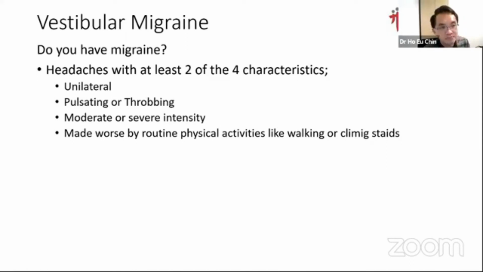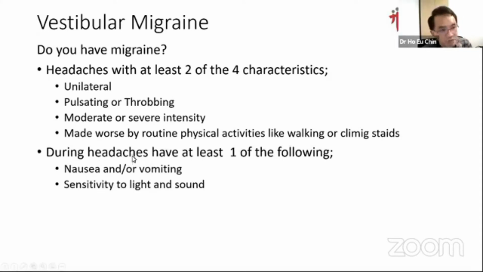So if your headache is bad enough to be at least moderate, that means it impacts your productivity and your function. And number 4 is made worse by routine physical activities like walking, climbing stairs or cleaning the house. That makes the headache worse. So if you have 2 out of 4, or preferably 3 or 4, then those sorts of headaches would suggest that it's migraine.